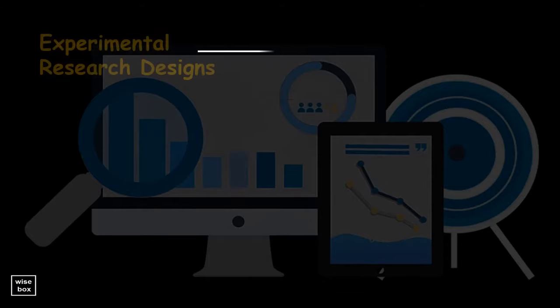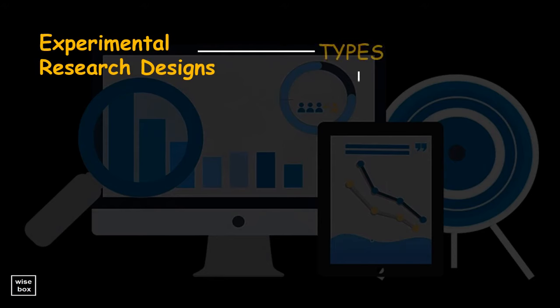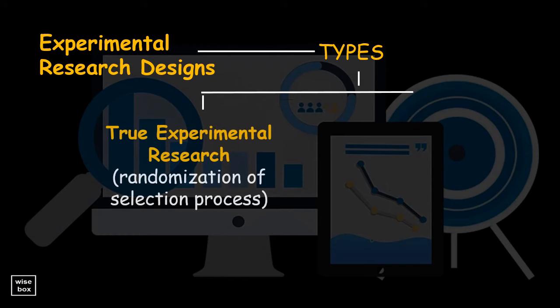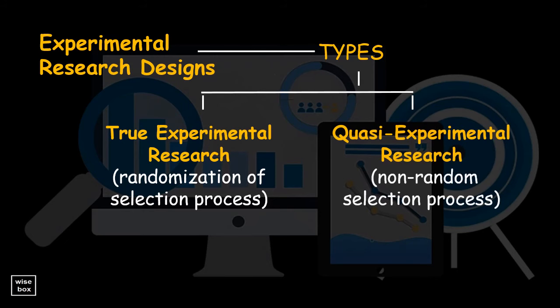Experimental research designs consist of two types: the true experimental research, which uses randomization in the selection process, and the quasi-experimental research, which allows a non-random process in the selection of the subjects.